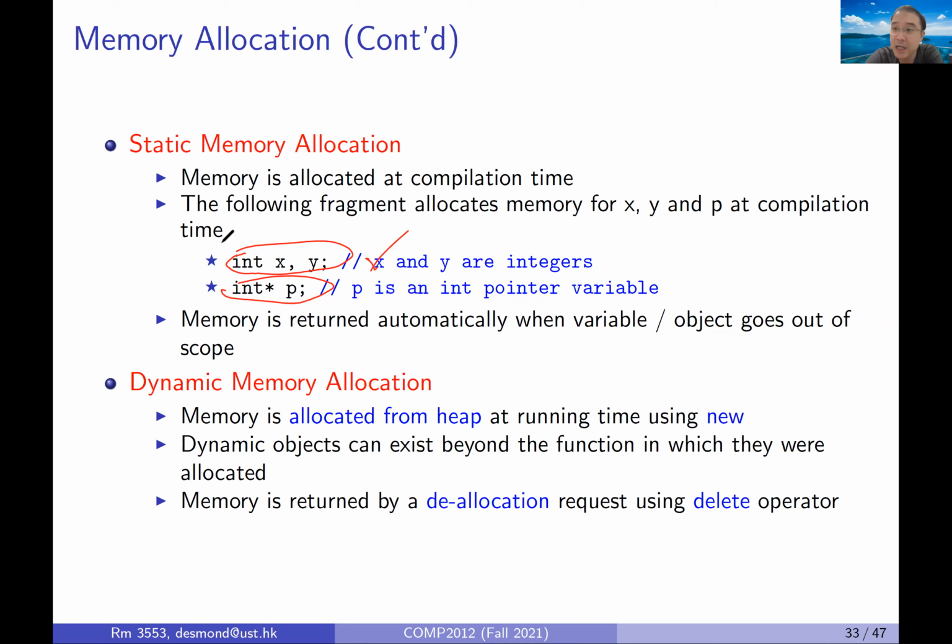Okay, and the next one: if you use the new keyword to get a box or to get an array, then we are doing dynamic memory allocation, because we are going to get the memory when we run our program, when our program is running. Easy.